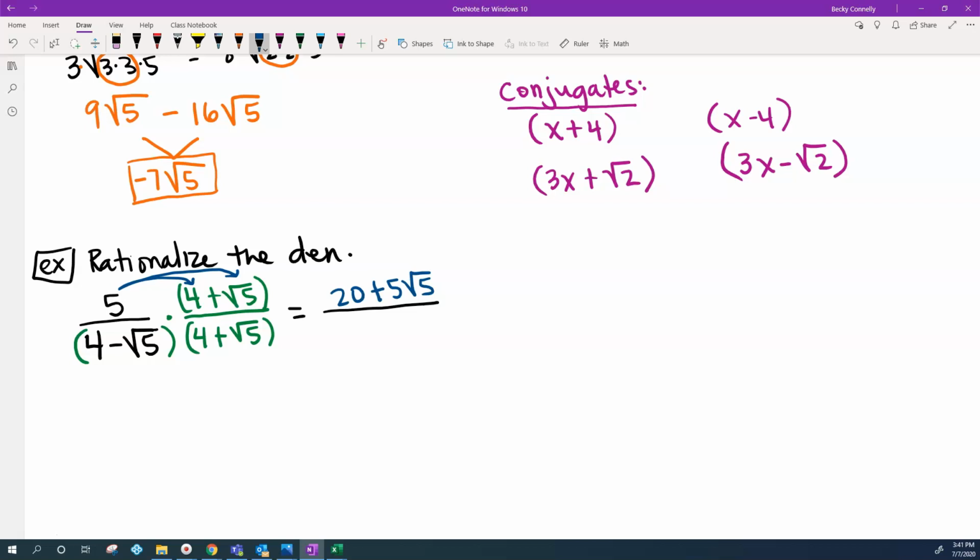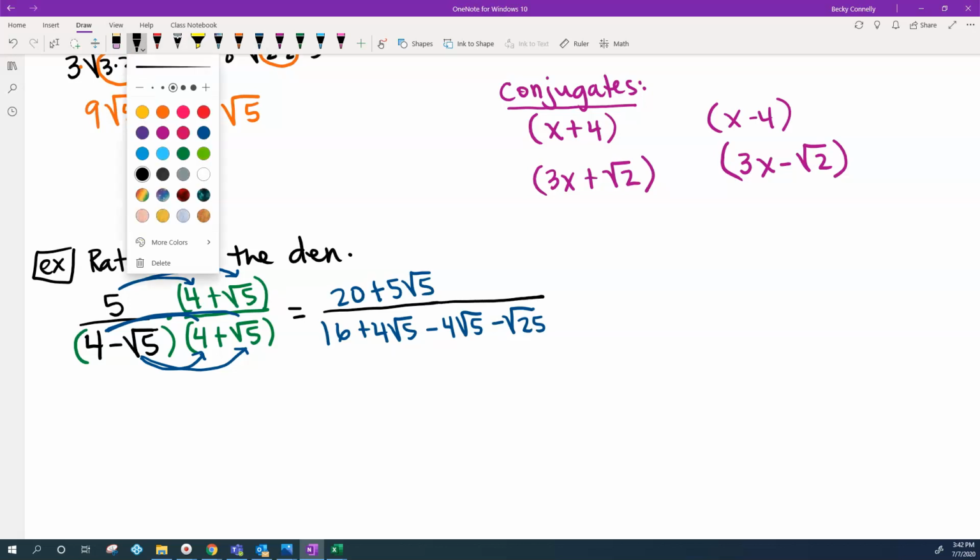But then on the denominator, we're going to do the same thing, but we're going to be foiling these, right? So I'm going to do 4 times 4 is 16. 4 times square root of 5 is plus 4 square roots of 5. And then negative square root of 5 times 4 is negative 4 square roots of 5. And then the last one's going to be negative square root of 25. Extend that out further there.